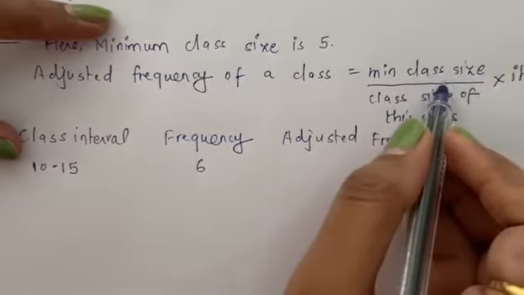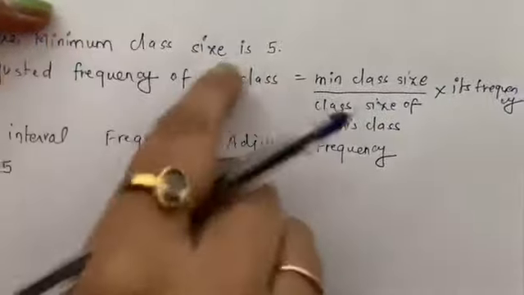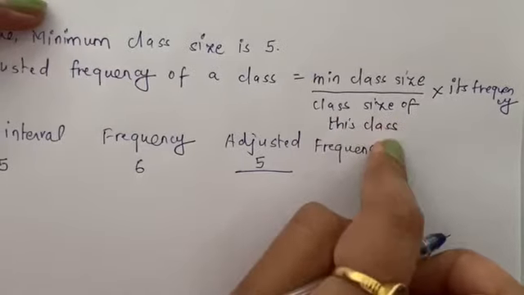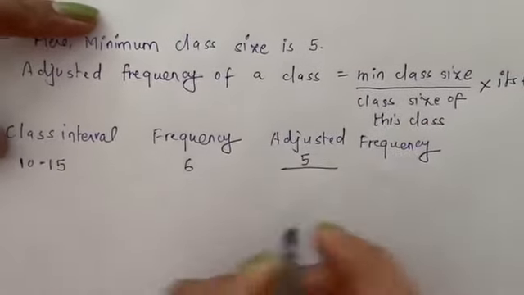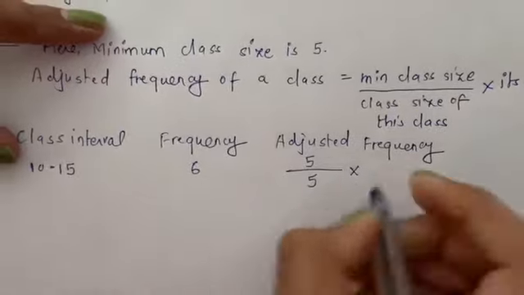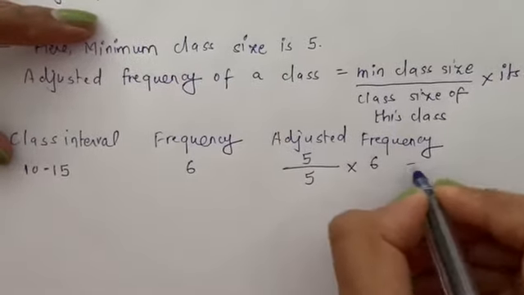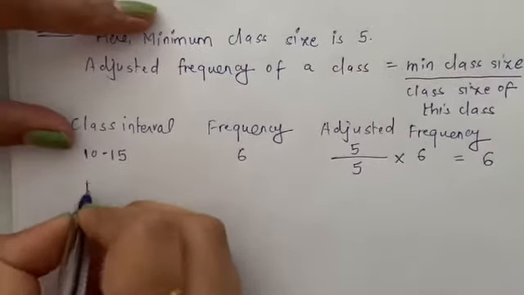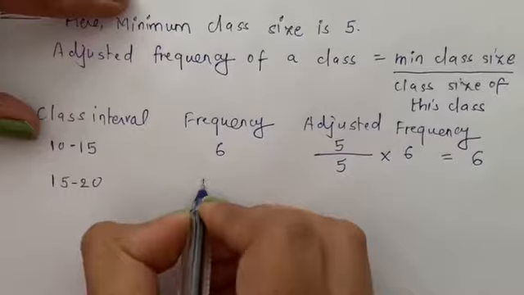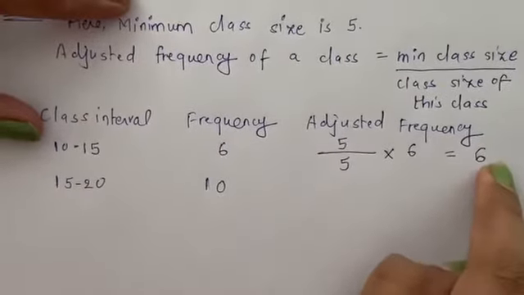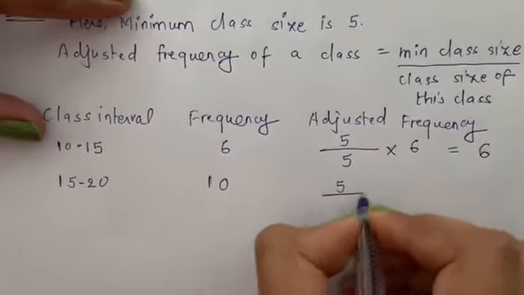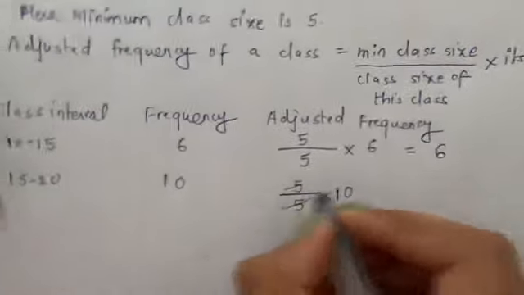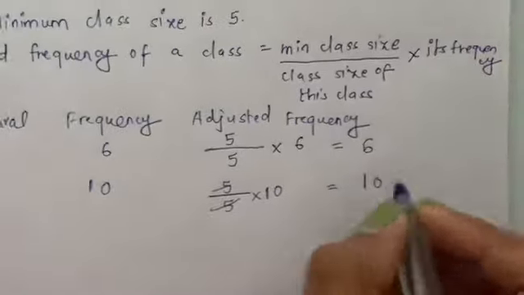What is the minimum class size here? In the entire table the minimum class size is 5, as we have noted first. So 5 upon the class size of this particular class, which is 5, into its frequency, this is 6. So you will get the adjusted frequency as 6. Next class is 15 to 20, frequency is 10. So what will be the adjusted frequency? Minimum class size is 5, this class size is 5, into frequency 10. So the 5s cancel, so the adjusted frequency will be 10.